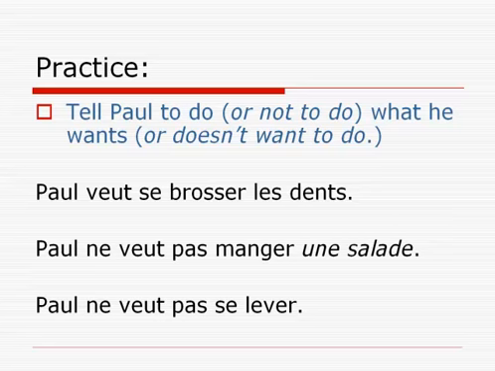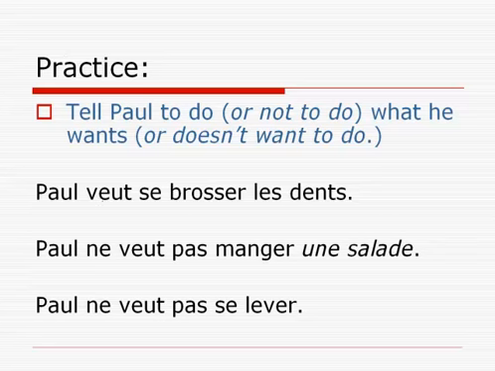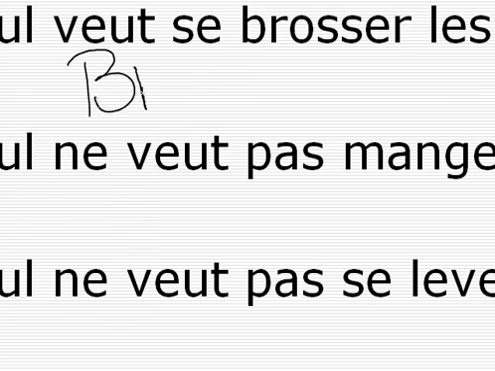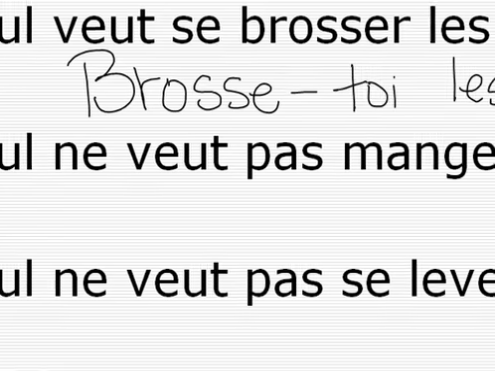Alright, so if you have tried these on your own and you'd like to check your answers, let me go through these answers with you. So in this sentence where it says Paul wants to brush his teeth, if we're going to tell him, brush your teeth, it would look like this. We would just write brosse in the tu form minus the s, hyphen, toi, and then les dents would follow.